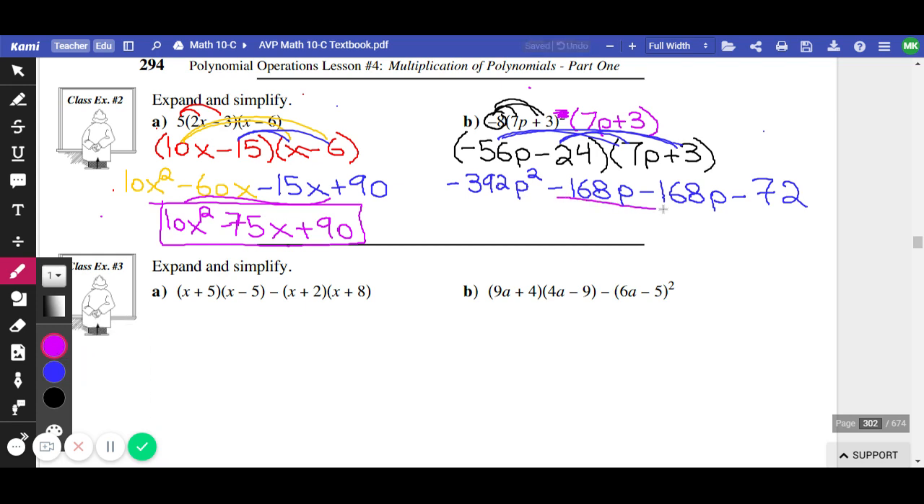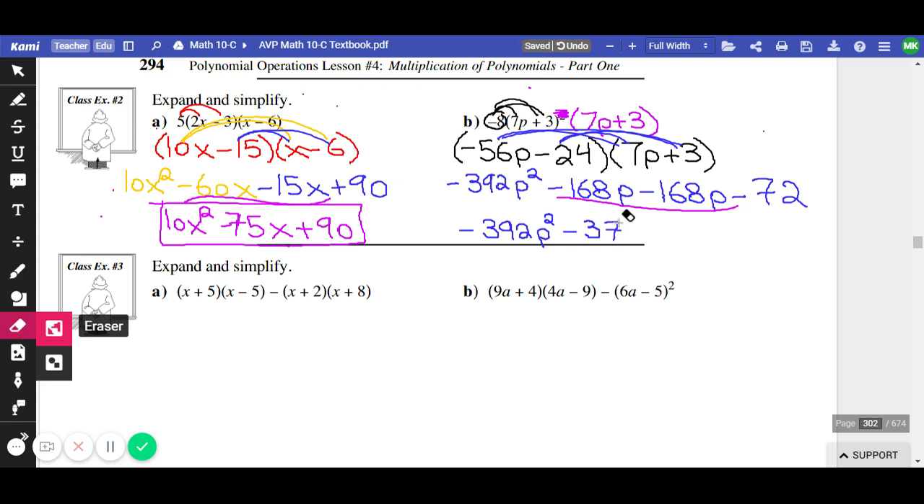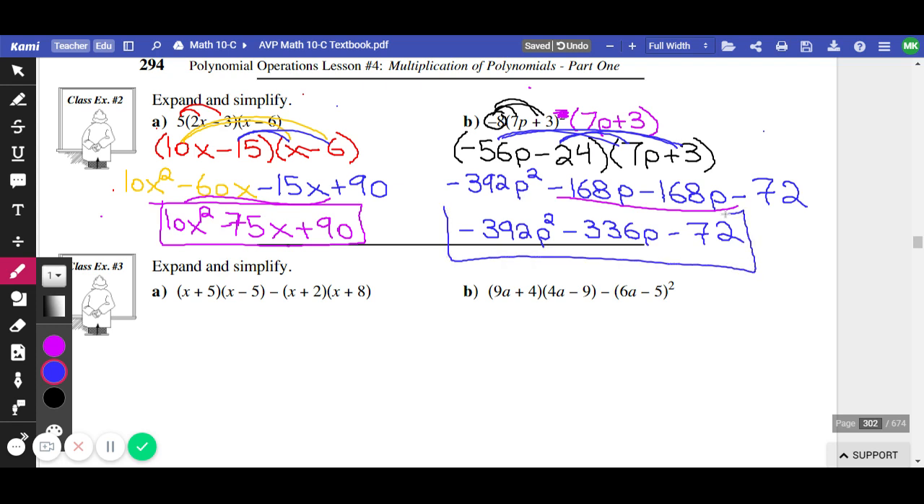You'll notice these are like terms. They're both p's. When I combine my like terms, my final answer would be negative 392p squared minus 336p minus 72. And that's my final answer.